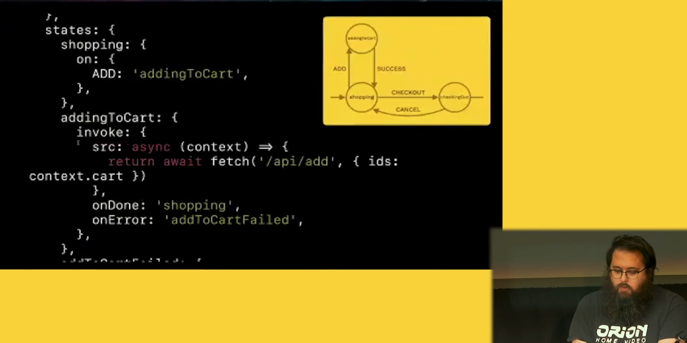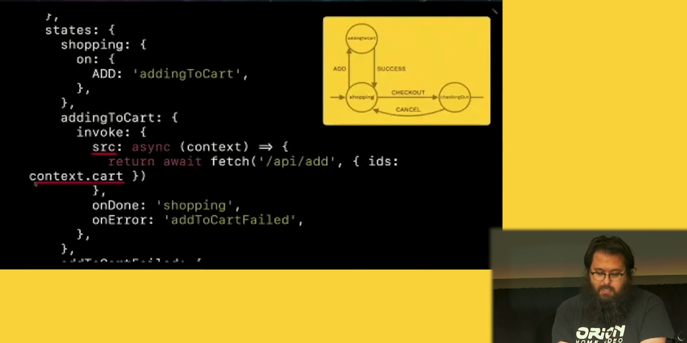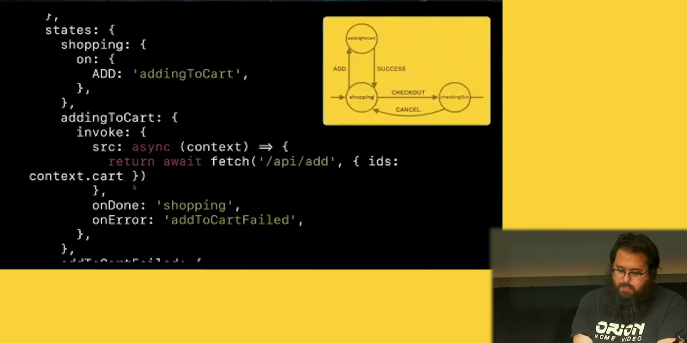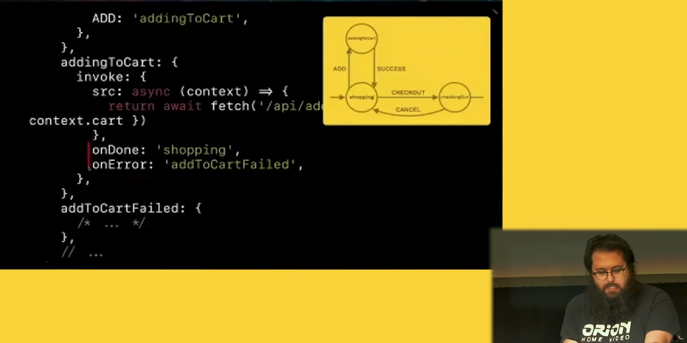So anyway, when we invoke, we run the source function. And so this is where we might talk to an API, for example. So here I have some sort of add API, and I'm sending in context.cart, which again is kind of our state machine state or data. And that cart would be the contents of our shopping cart. And then with invoke, you get a couple of things. You get on done and on error.